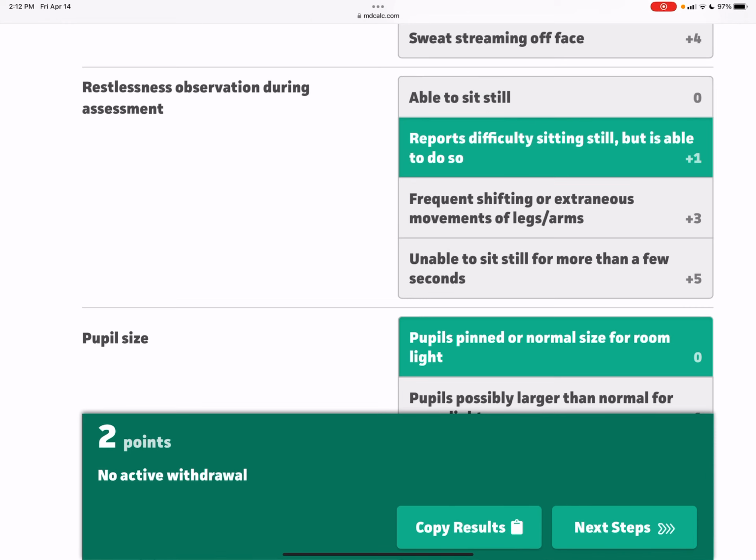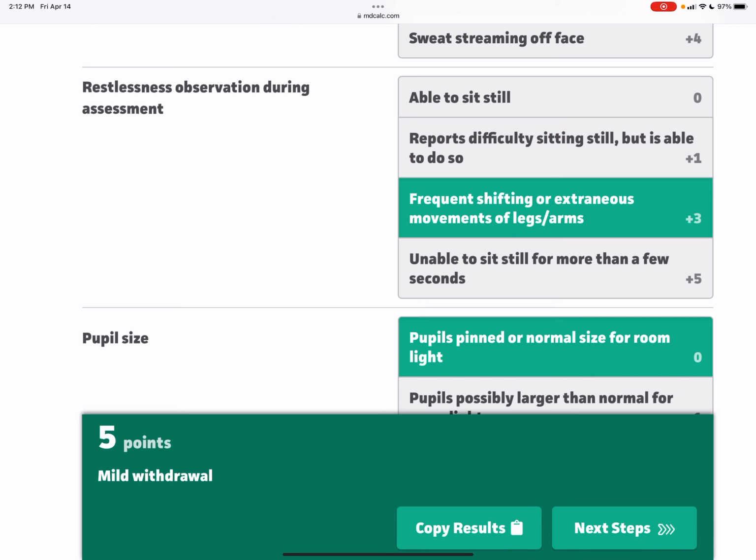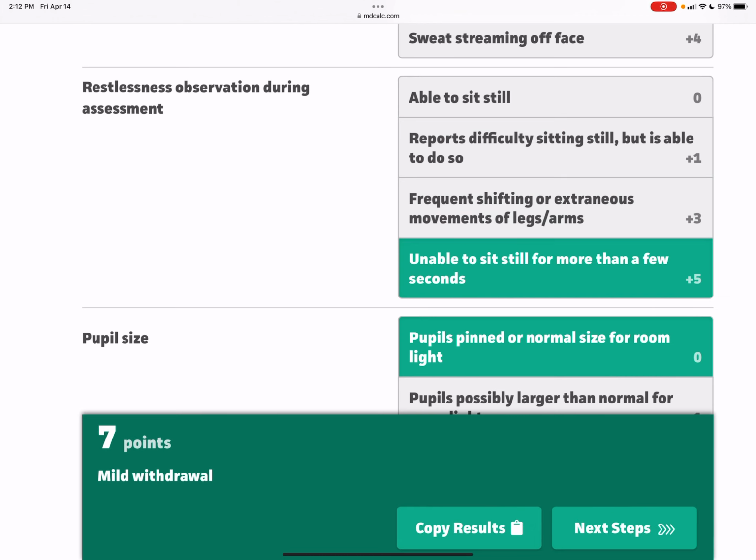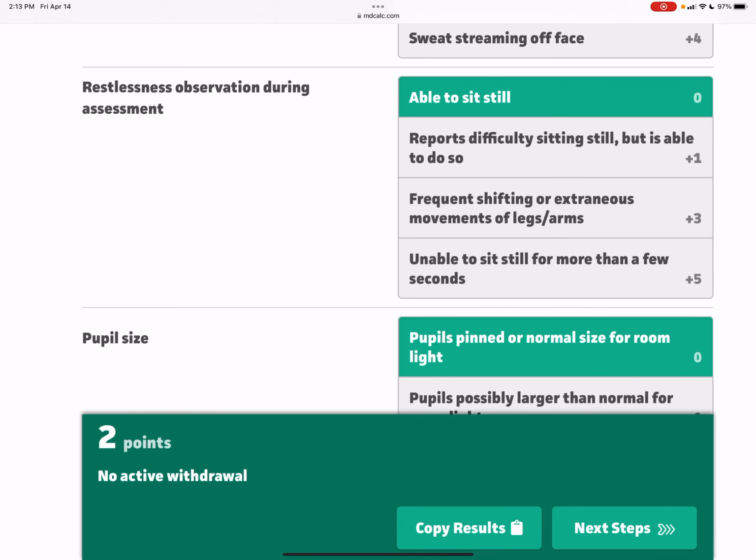Restlessness, able to sit still, difficulty sitting still. If someone observes you shifting and moving constantly, or you're unable to sit still for more than a few seconds, that would be the symptom to report.